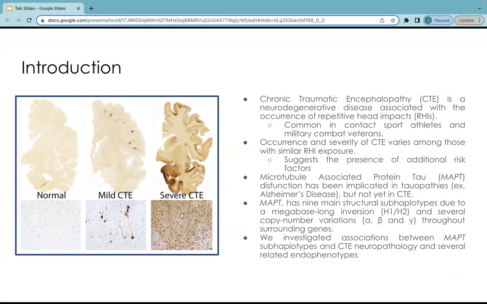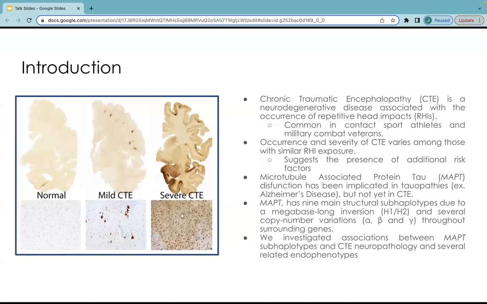However, not all athletes and veterans with a history of RHIs develop CTE, suggesting that there are other underlying risk factors for acquiring the disease. Therefore, investigating the possibility of a genetic predisposition to CTE may increase our understanding of disease development.